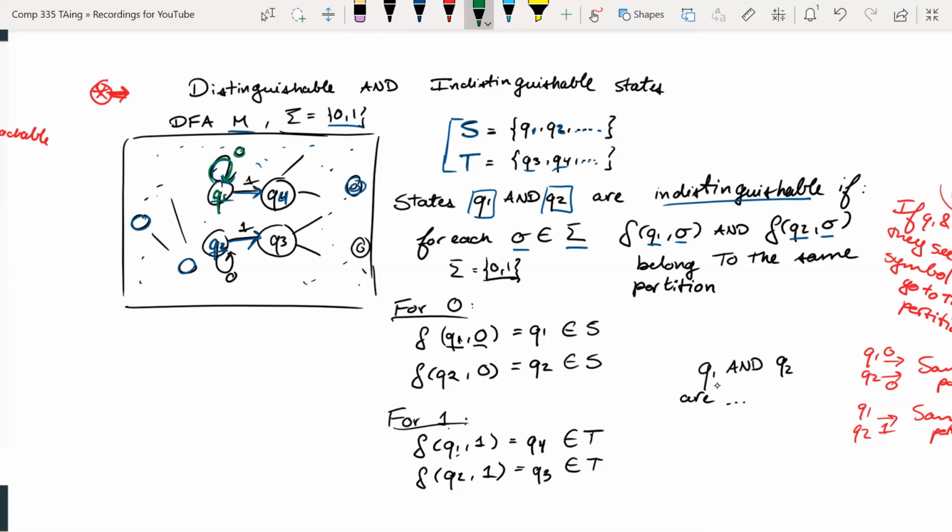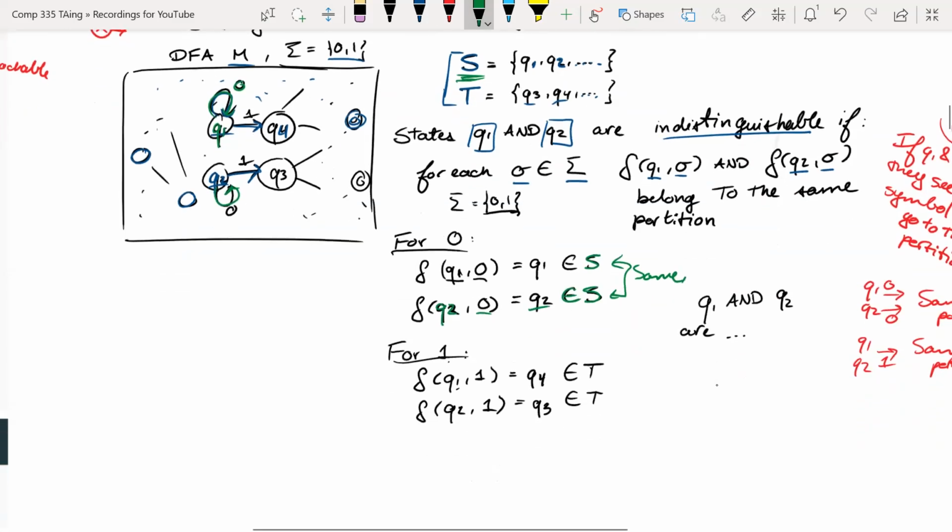Q1 is part of partition S, so I write that Q1 belongs to S. Then I do the same thing for Q2. When Q2 sees a 0, it goes back to itself, Q2. But Q2 is again part of S. So when Q2 sees a 0, it's part of partition S. These two are the same. So far, it looks like Q1 and Q2 might be indistinguishable.